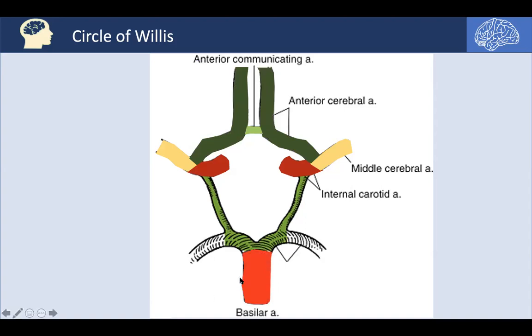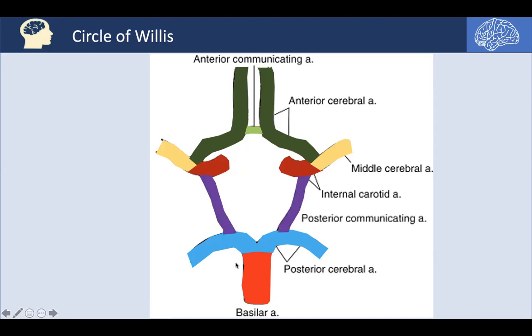Regarding the posterior circulation, we have the basilar artery that will give rise to the two posterior cerebral arteries. Now, the basilar and the two posterior cerebral arteries are termed the posterior circulation. The two circulations, the anterior and the posterior one, are joined by the posterior communicating artery, which is a branch from the ICA that goes posteriorly to be joined by the PCA to contribute to the posterior circulation.